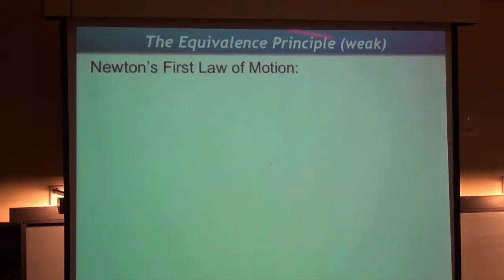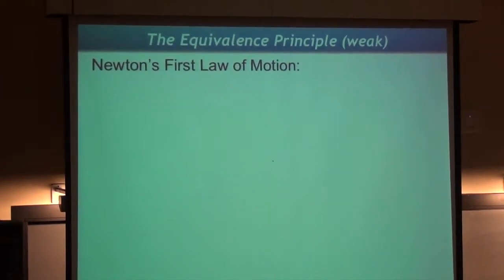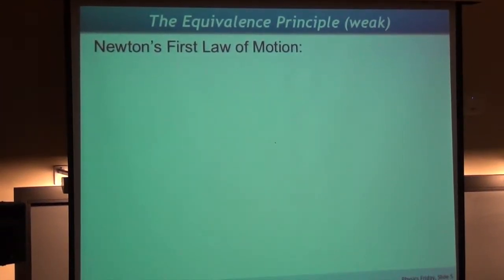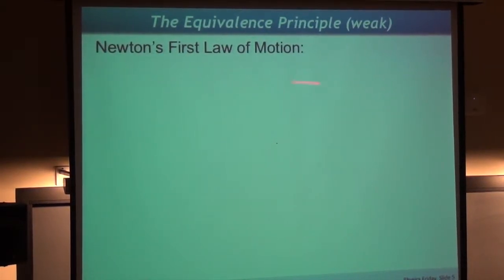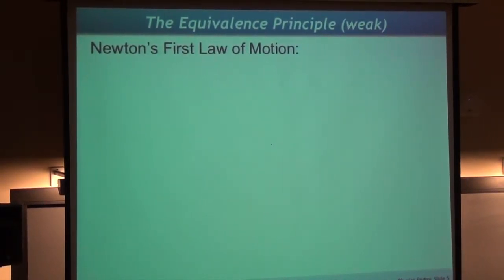Okay, so the first thing we need to introduce: Einstein thought about this and he came up with a bit of a paradox, and understanding what that paradox is ultimately led him to general relativity. So this starts with Newton's first law of motion. So who can state Newton's first law of motion? Think back in physics if you like.